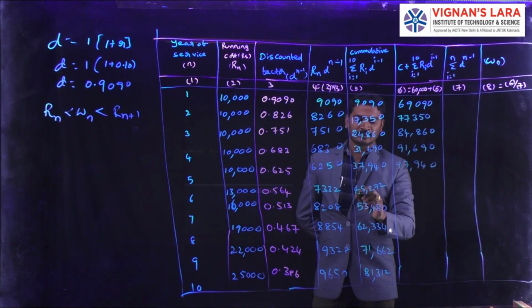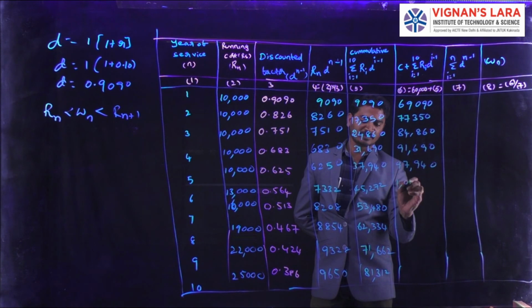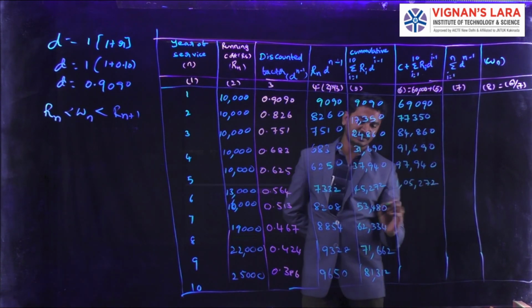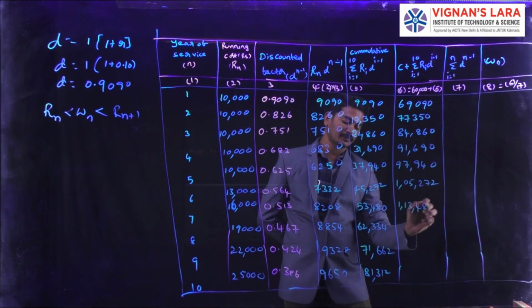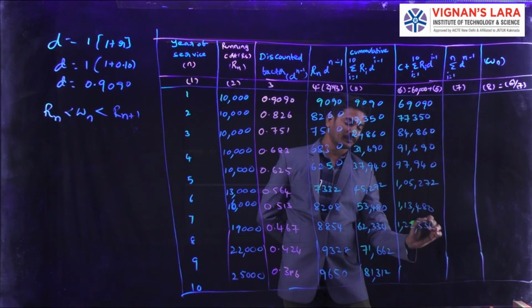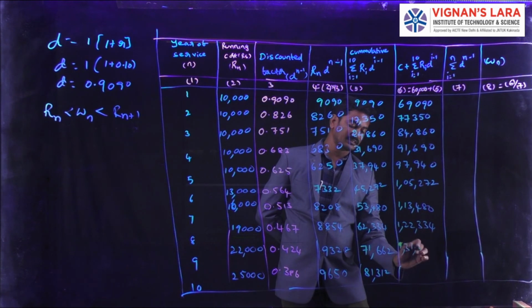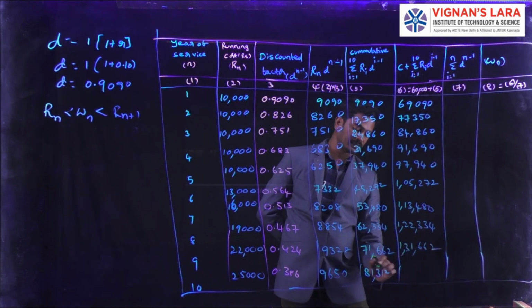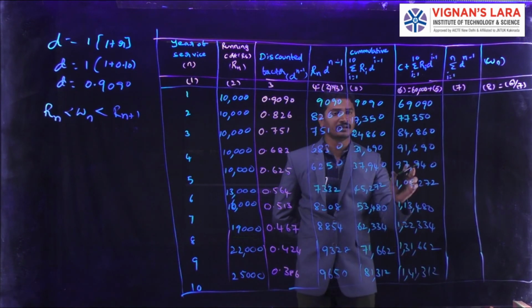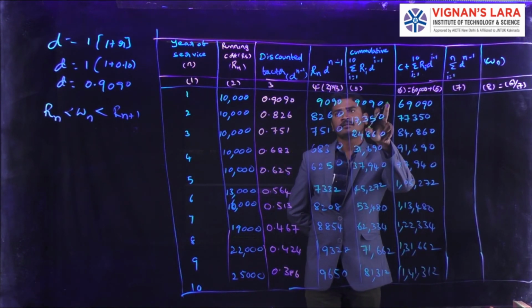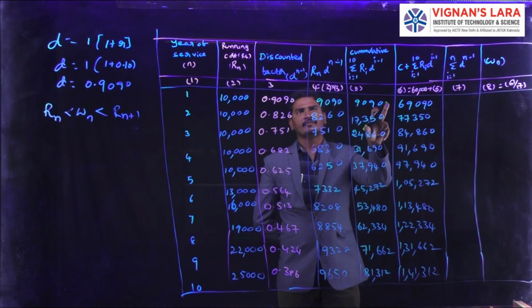97,940. Here 1,05,272. Here 1,13,480. Here 1,22,334. Next 1,31,662. Next 1,41,312. These are the values obtained from the cumulative of running cost and discounted factor and capital cost.